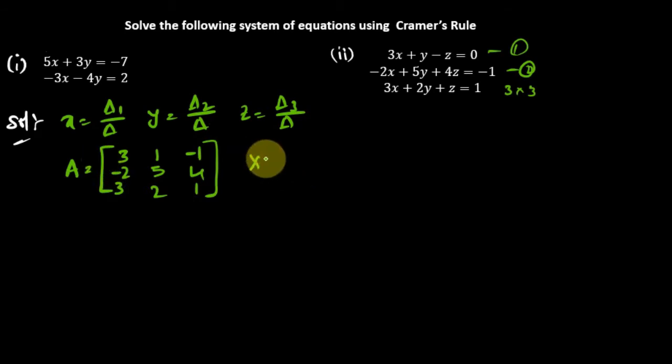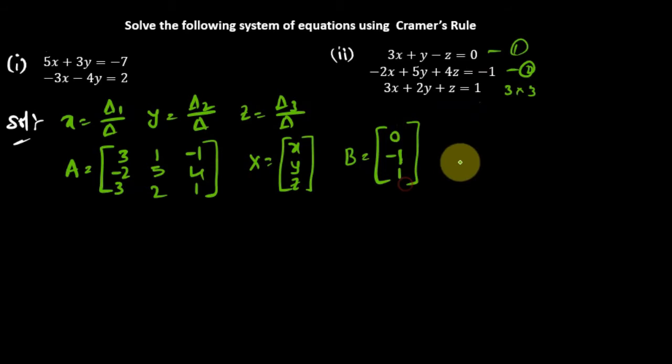Now next is the X matrix. X matrix means how many unknowns are there here? X, Y and Z. These are the three variables. And lastly my B matrix. B matrix means my constants: 0, minus 1 and 1. Okay. Now what I did, first of all, I wrote the given equations in matrix form. Now what will we do?